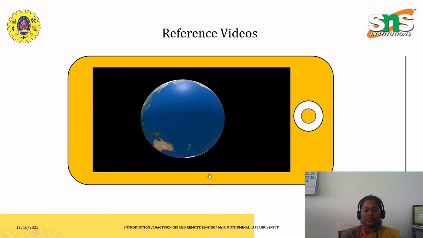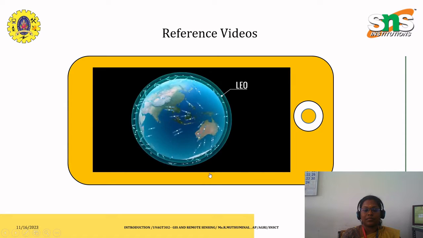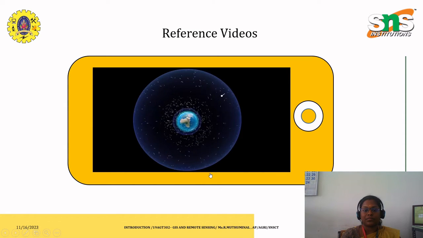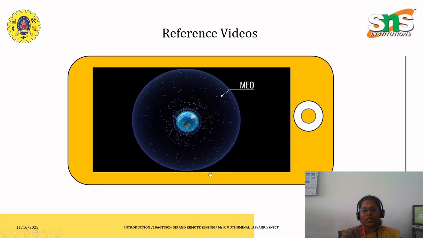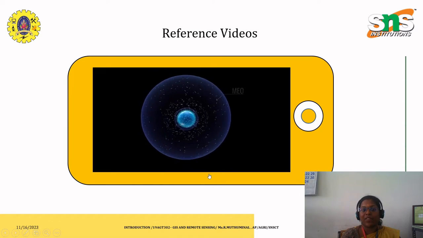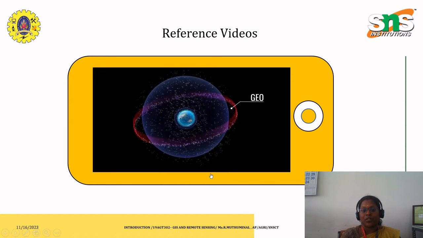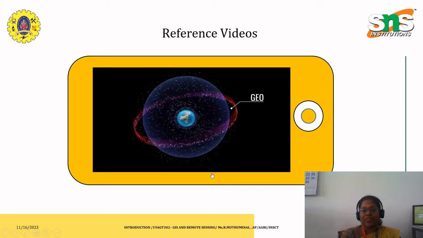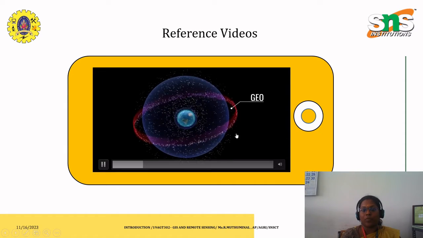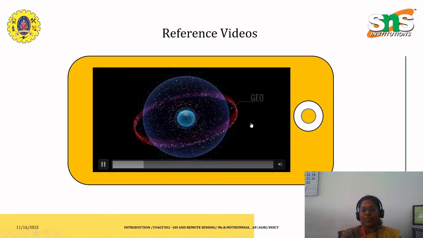Satellites are placed either in low Earth orbit, medium Earth orbit, or geosynchronous orbit. These three orbits are illustrated here. We will get into the details of them later.